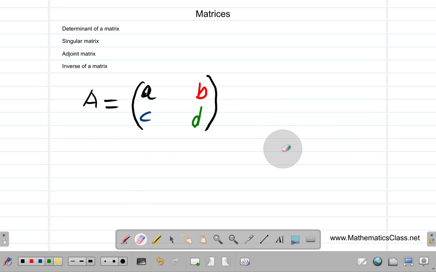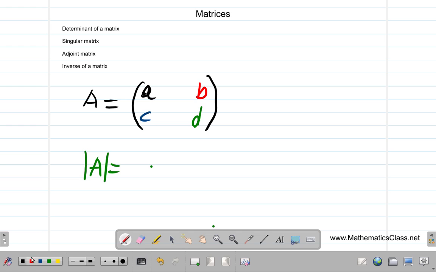Now, what is the determinant of A? The determinant of A is, listen carefully now. You're going to multiply the leading diagonals, then minus, then you multiply the elements in the non-leading diagonals. So it is the product of the elements in the leading diagonals minus the product of the elements in the non-leading diagonals. So ensure you get that.